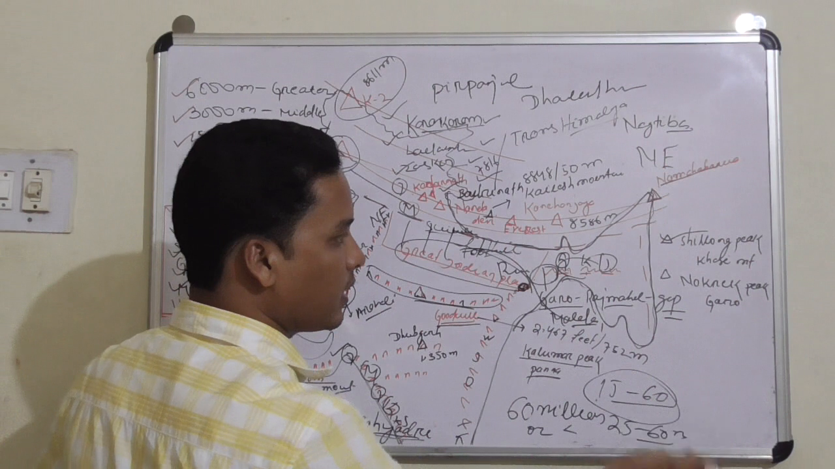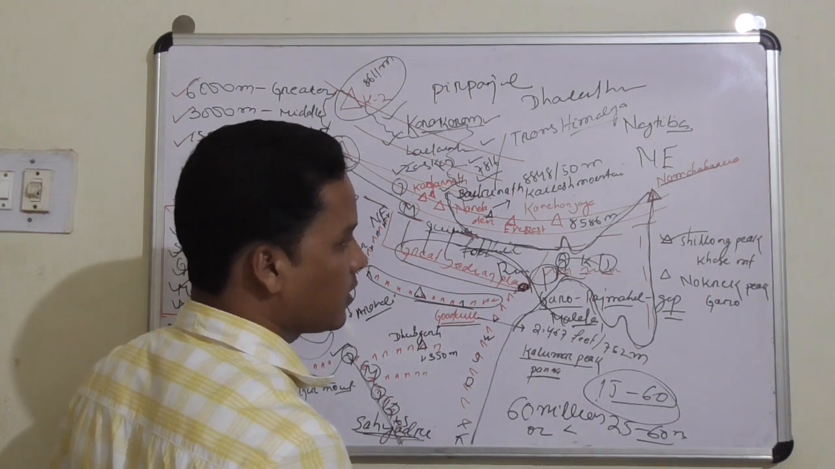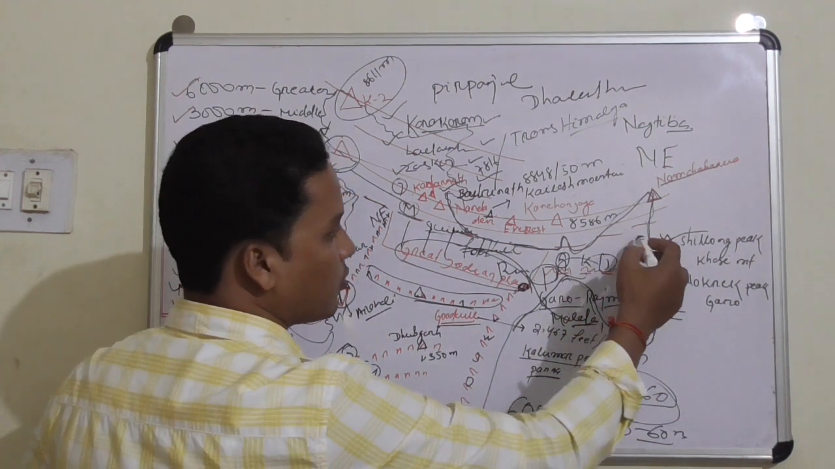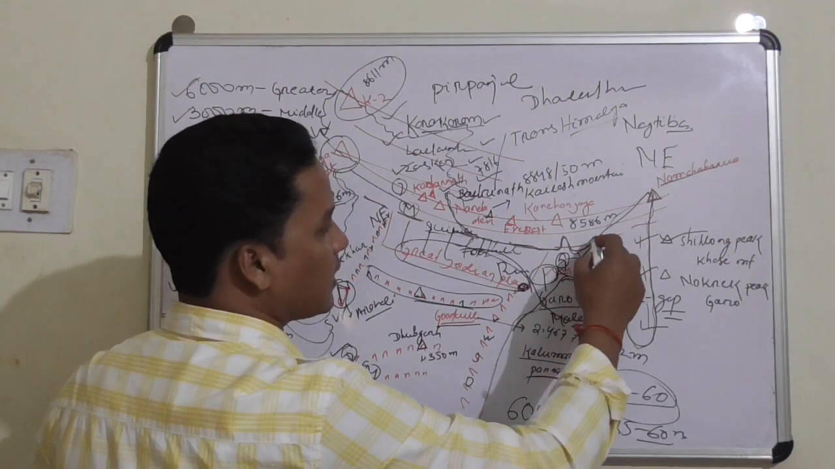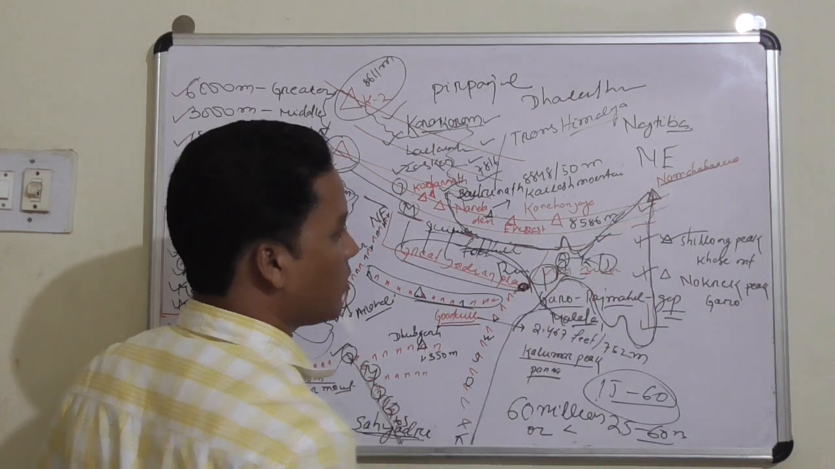Apart from this, in the last class I discussed Patkai Bum, Naga Hill, Mani Hill, Mizo Hill. Okay, Dafla, Miri, Abor, Mishmi, all these hills.